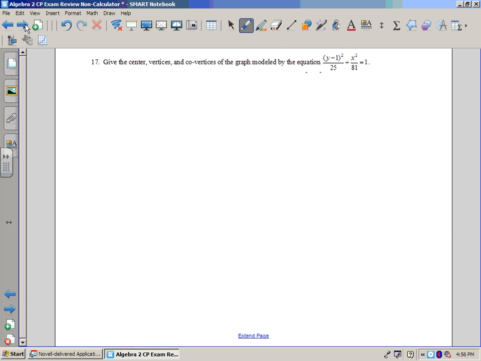Find the center, vertices, and covertices of the graph modeled by this equation. Because there is a plus sign, I know that this is an ellipse. And so, look, the center of my ellipse, 0 goes with the x, 1 goes with the y, so 0, 1 is my center. Because 81 is bigger than 25, I know my major axis is horizontal. It goes out left and right. How much? The square root of 81, which is 9.